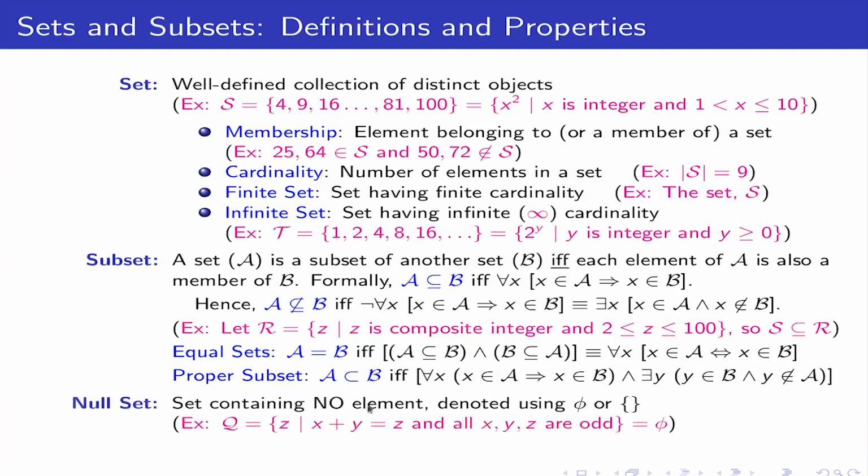Null set means that the set contains no element. We denote it using phi or using curly braces with no elements. So for example, consider this set where Z is odd and X and Y are all odd. So I am asking you to provide an odd number by adding two odd numbers, which can never be possible, because if X and Y are odd, then Z must be even.